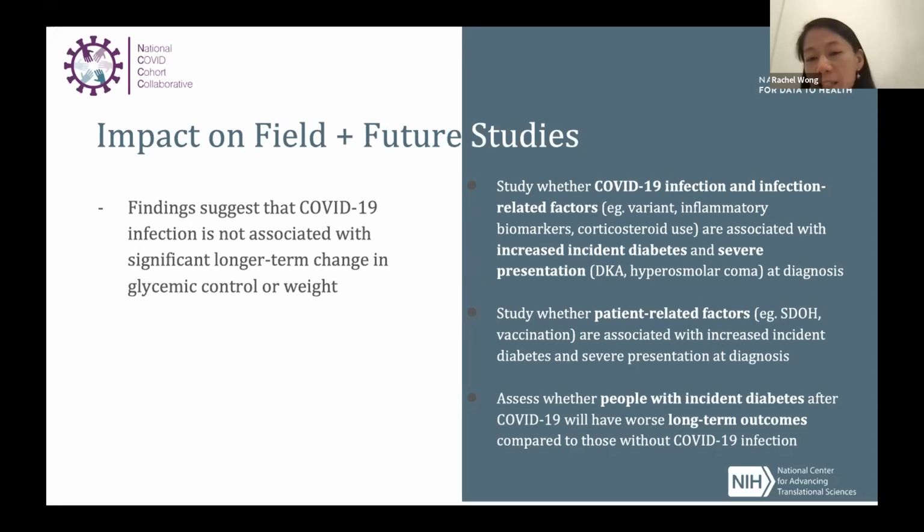The second part of the study is whether there are patient-related factors that are associated with increased incident diabetes. So things like social determinants of health, comorbidities, BMI, and vaccination status. And then lastly, for patients with incident diabetes, we wanted to study whether they'll have worse long-term outcomes. There's some data that shows that patients go into remission, or like this study, that things don't get too much worse in terms of their glycemic control from COVID. So it would be interesting to look at rates of remission and need for medication and A1Cs compared to those without COVID-19 infection who have incident diabetes.